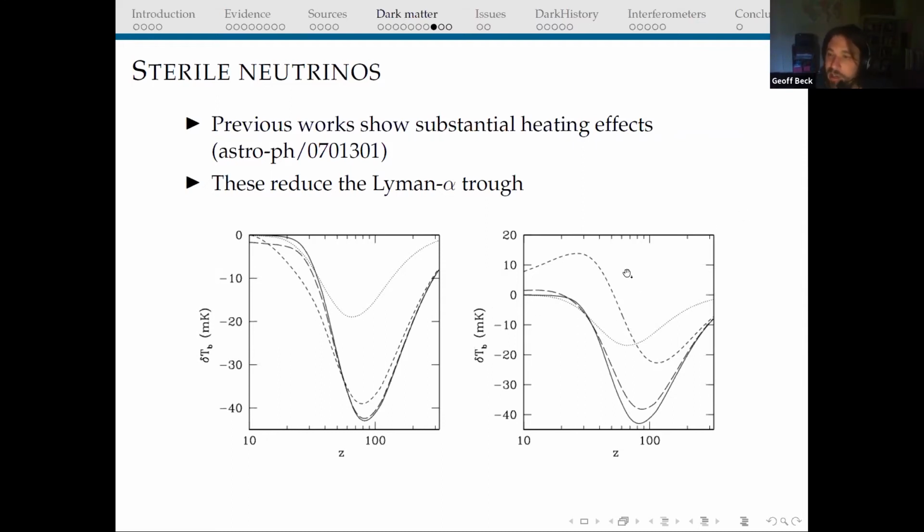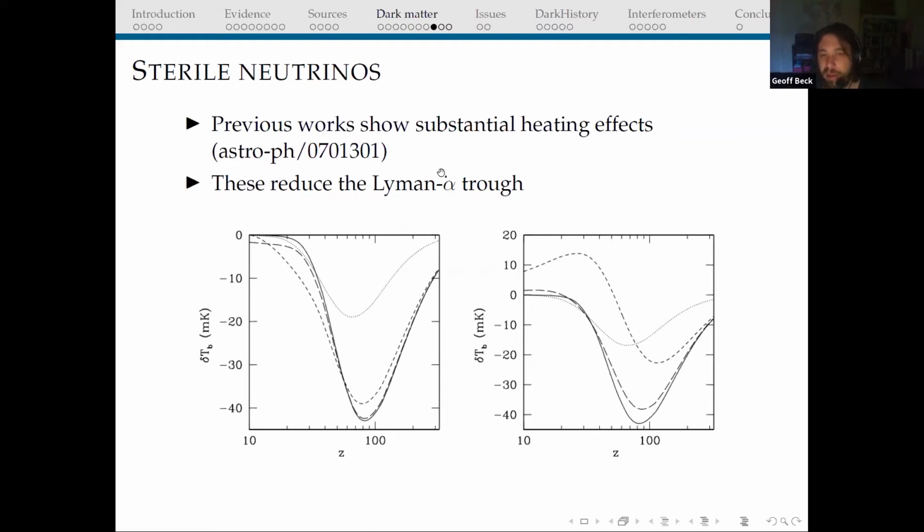All we want to note is that their effects can be really substantial. Okay, and let's note a common trend here. They reduce the depth of this dark ages trough. Okay, and they do that because the dark matter is heating the neutral hydrogen gas and making its emission brighter. So the primary effect here is one of heating being produced by dark matter.